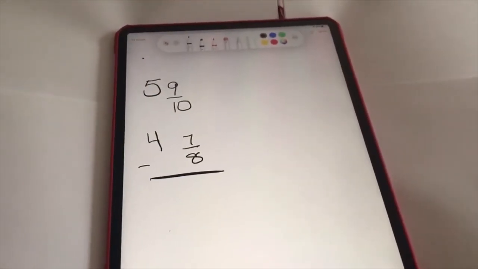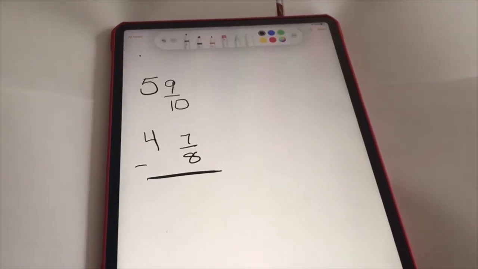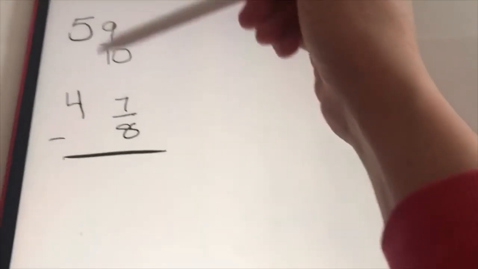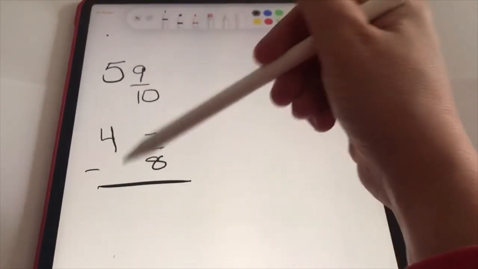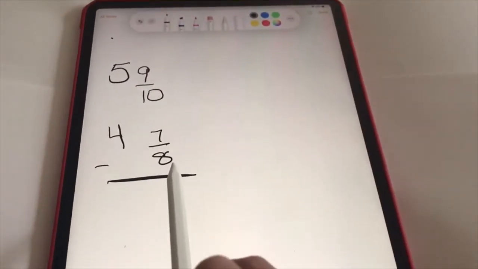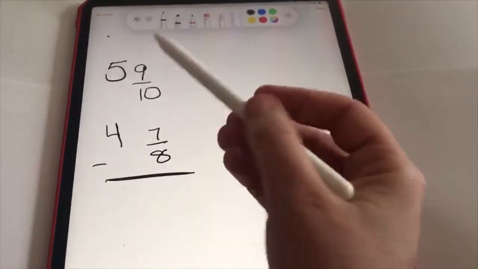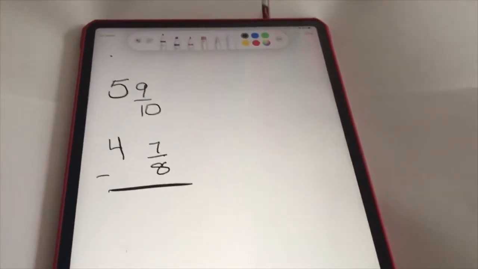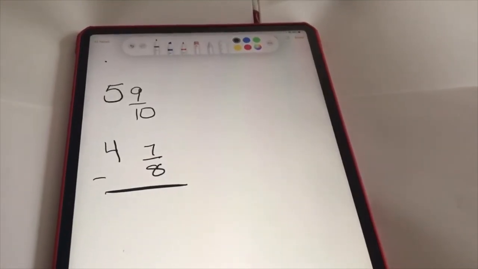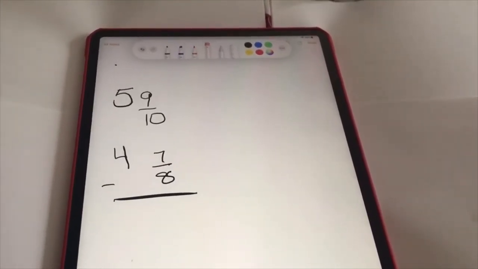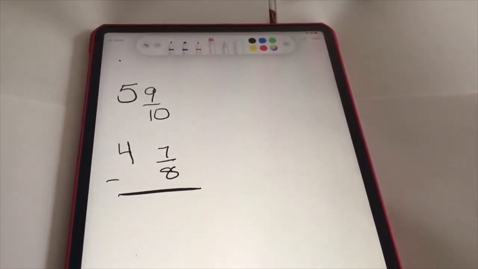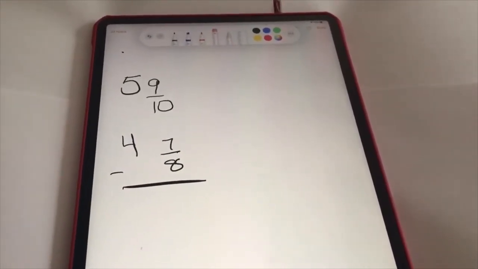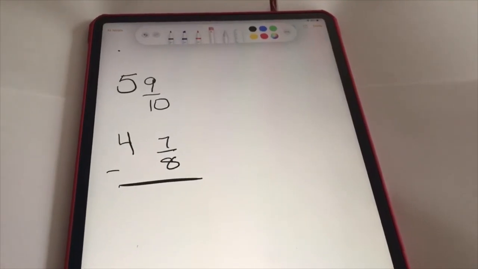All right, let me go over one more with you guys, okay? So again, we're first going to look at our fractions here, and we're first going to think about, is 7/8 less than 9/10? Or can I take 7/8 away from 9/10? Well, I know automatically that 7/8 is less than 9/10, so I am going to be able to subtract it from 9/10, okay?